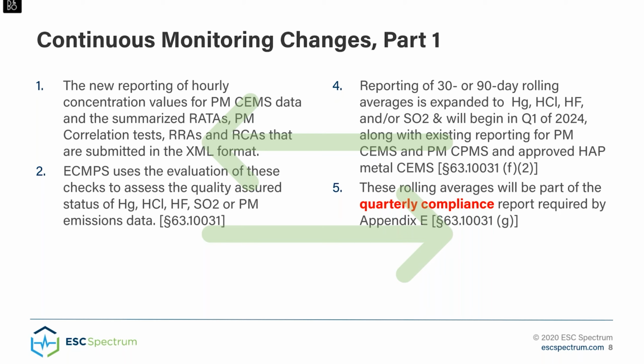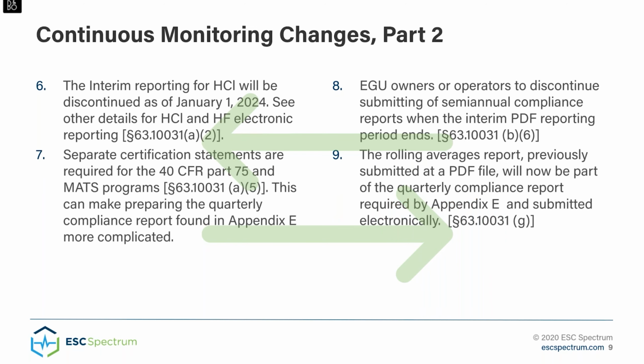Lastly, these rolling averages will be part of the quarterly compliance report that is specified in Appendix E of the reporting rule. And so I highlighted here that it's quarterly compliance reporting. Right now you're doing semi-annual compliance reporting, but starting in January of 2024, you'll be switching to quarterly compliance. The interim reporting for HCl will be discontinued as of January 1st in 2024.